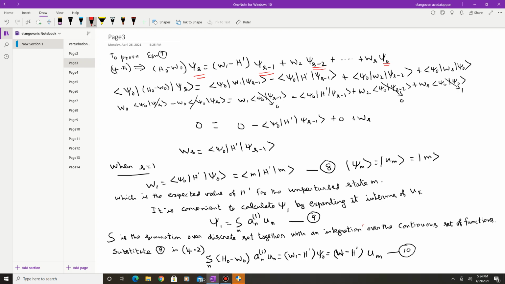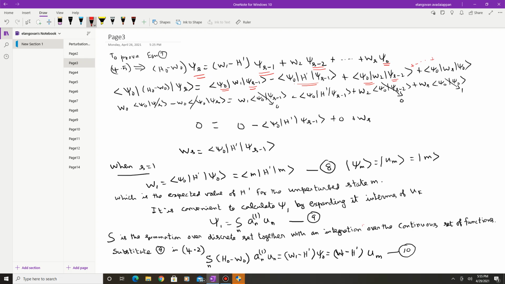The first term is w1 psi 0 psi s minus 1 minus h prime, so psi 0 psi s minus 1. Then the next one, the second term, is W2 psi s minus 2 with psi 0. And so on, with intermediate terms. Finally, this is Ws psi 0 psi s. Now, H naught acting on psi naught is equal to W naught. So the first term is W naught psi 0 psi s, and this is minus, and W naught can be taken outside, psi 0 psi s.